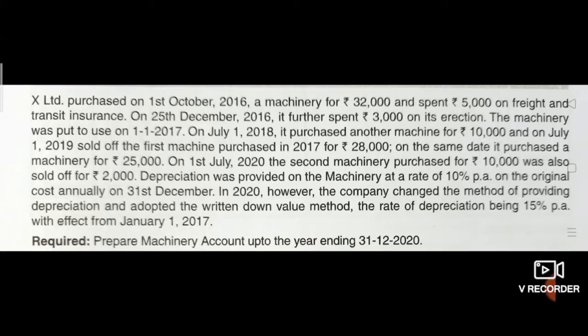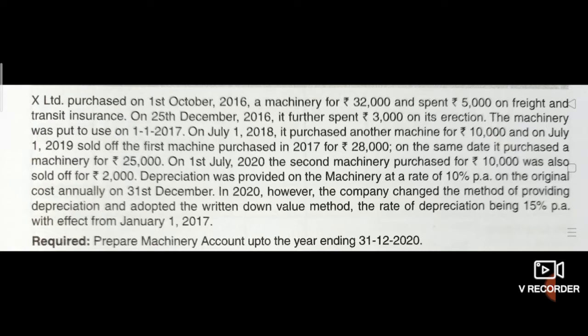Hello students, see this problem of change in method of depreciation. X Limited purchased on 1st October 2016 a machinery for rupees 32,000 and spent rupees 5,000 on freight and transit insurance. On 25th December 2016, it further spent rupees 3,000 on its erection. The machinery was put to use on 1st January 2017.